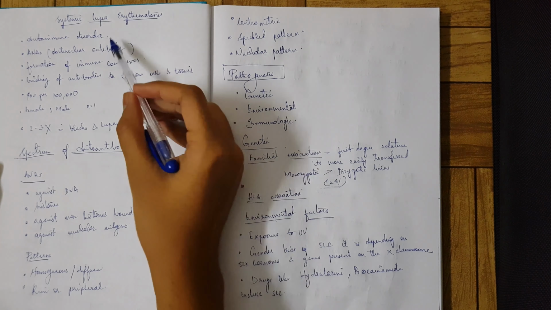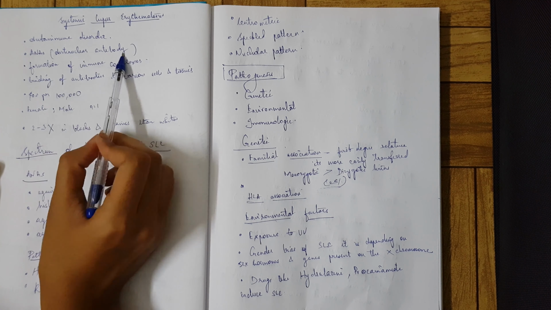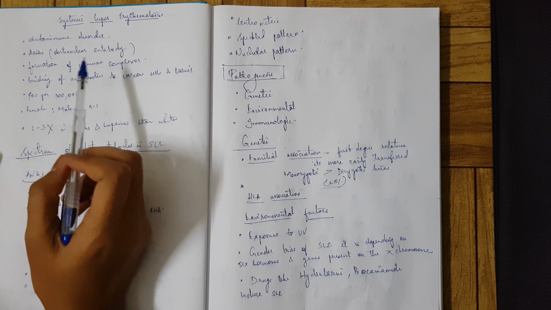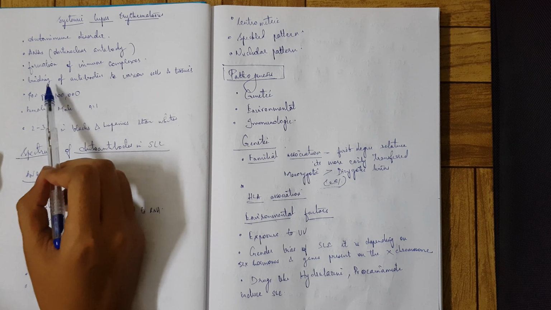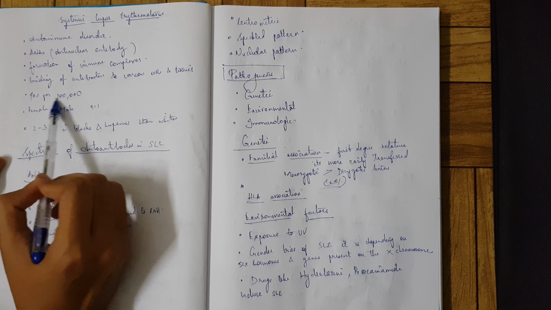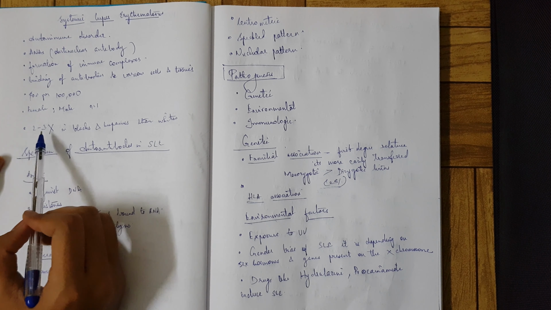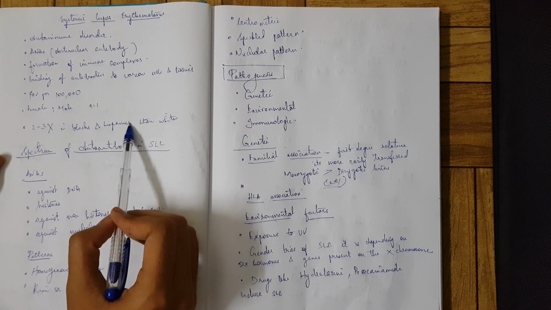Recap of whatever we learned. Systemic lupus erythematosus is an autoimmune disorder, and anti-nuclear antibodies are formed. Tissue injury happens by formation of immune complexes and binding of antibodies to various cells and tissues. There are 400 people per 100,000 people that get SLE, the female to male ratio is 9:1, and it is 2 to 3 times higher in blacks and Hispanics than whites.